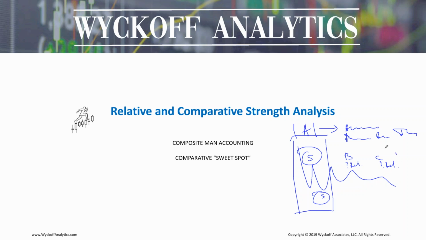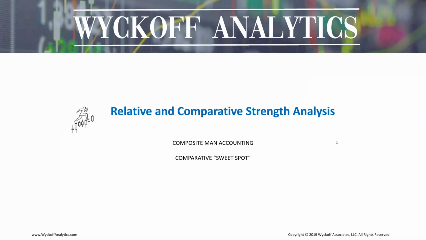And if we see enough observational points in phases B, C, and D that would suggest that institutions are present, they are aggressively accumulating, this is the stock that we're going to pick. And obviously phase C and D are crucial to us, so this is where we would be looking at the relative comparative performance. Okay, well, let's look at something different. Let's think of the presence of institutions through the composite man accounting. And then we're going to convert that into the concept of a sweet spot on the comparative performance.